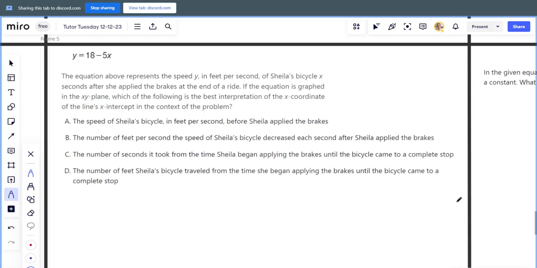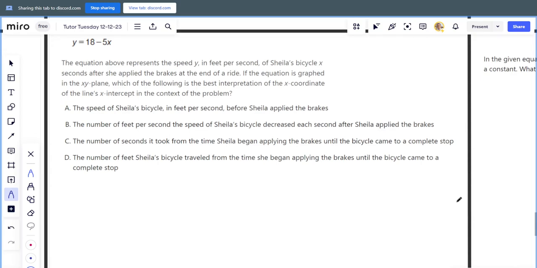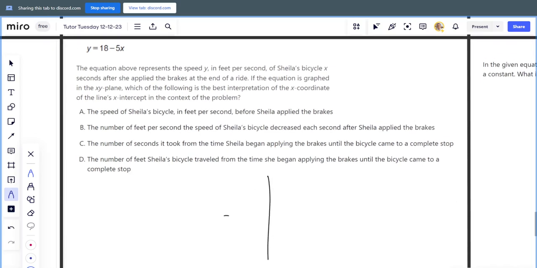The equation above represents the speed y in feet per second of Shayla's bicycle, x seconds after she applied the brakes at the end of a ride. If the equation is graphed in the xy plane, which of the following is the best interpretation of the x-coordinate of the line's x-intercept in the context of the problem? Okay, physical interpretations. I think you guys should know what it means, the x-coordinate of the x-intercept.